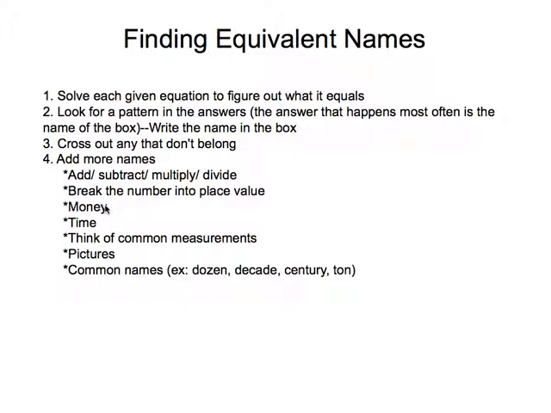You could try thinking about it in terms of money or time. You can think of other common measurements, like there's 12 inches in a foot, or there is 100 centimeters in a meter. You can draw pictures, or you can think of common words that mean numbers. For example, dozen means 12, decade means 10 years, century is 100 years, ton is 2,000. So you can use those words as well.